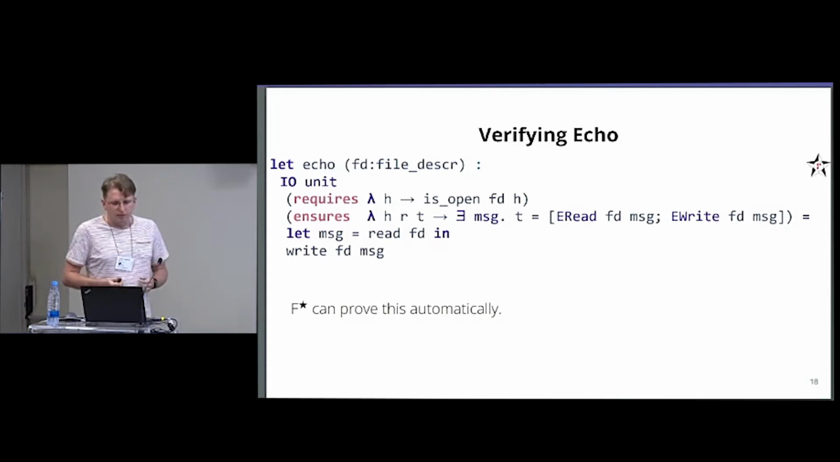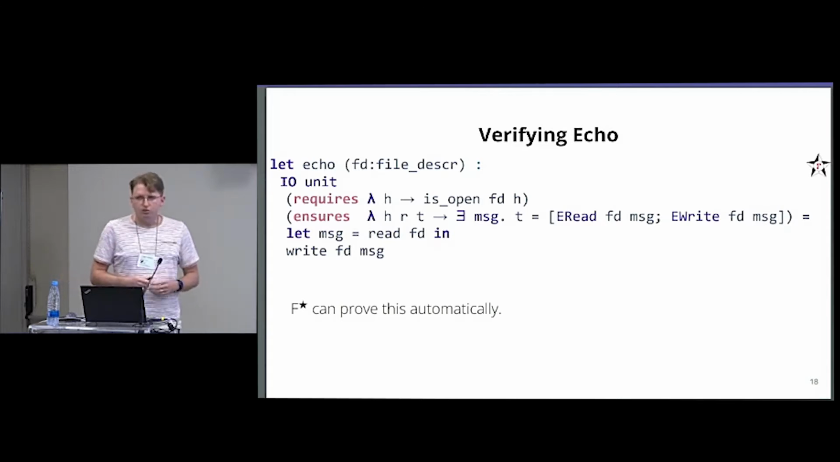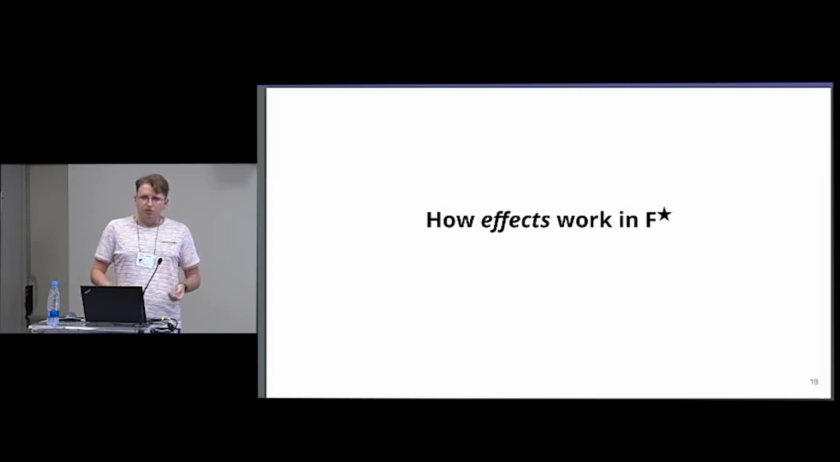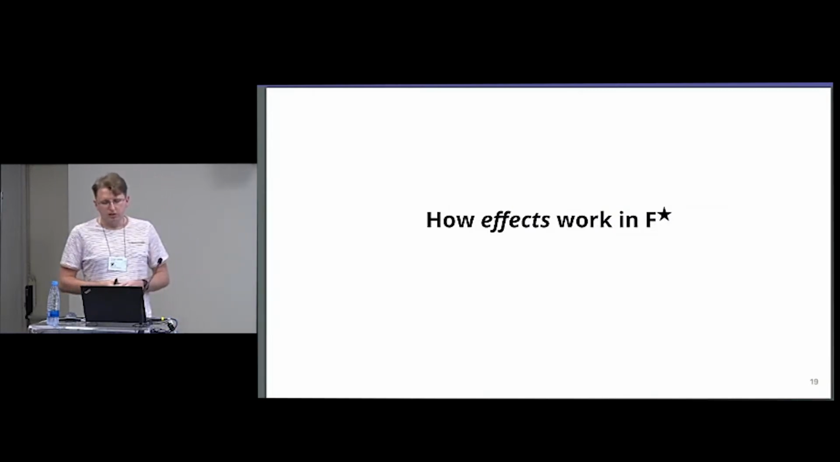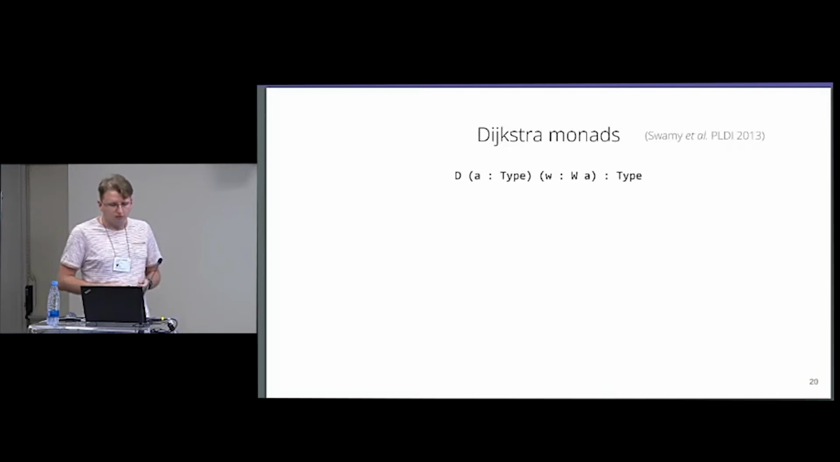And yeah, F-star can prove this automatically using the SMT. So how does it do that? Well, it's based on how effects work in F-star. And effects in F-star actually mean the extra monads. So what is the extra monad?